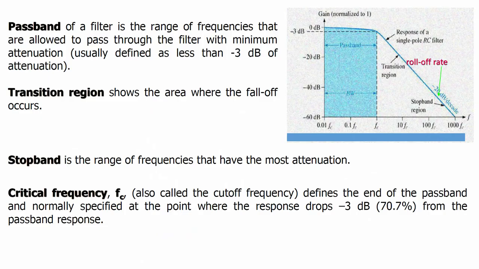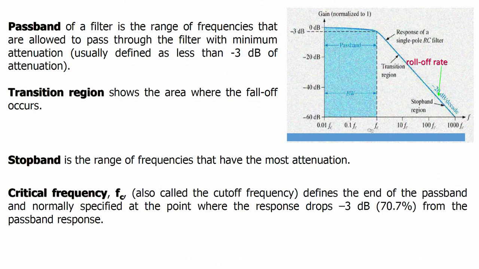Now, pass band, what is pass band? The pass band is the range of frequencies that are allowed to pass through the filter with minimum attenuation. While the transition region shows the area where the fall off occurs. So, after the pass band is over, the fall off starts, the attenuation starts, and this is your transition region. Then there is a stop band, which is the range of frequencies that have the most attenuation.